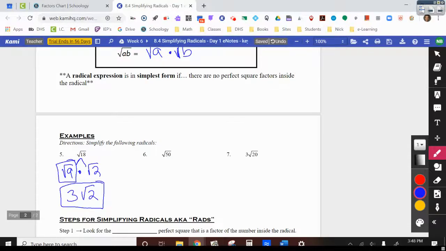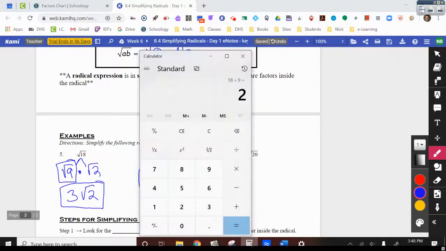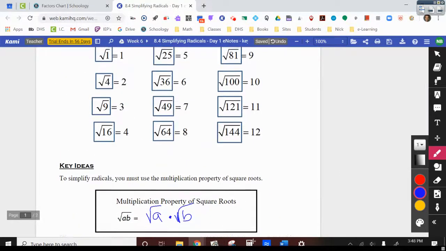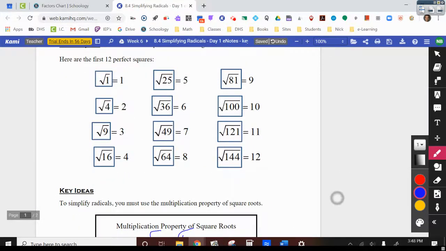Now for the square root of 50. Again, I'm going to break up this number 50 into two of its factors, but one of these factors needs to be that perfect square number, times some other radical number. If we don't know what numbers go into 50, we would simply use the calculator and start dividing by these perfect square numbers up here.